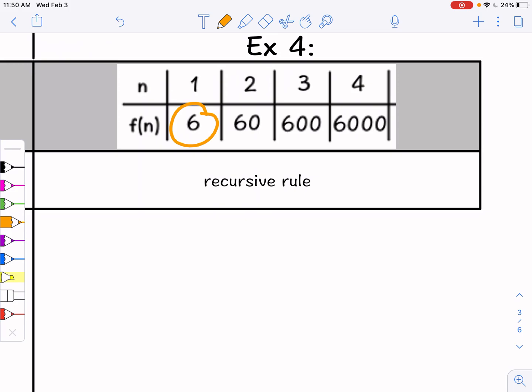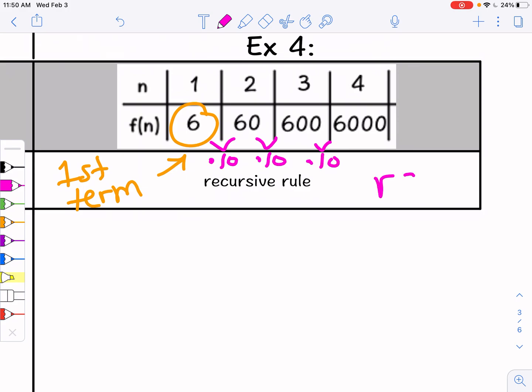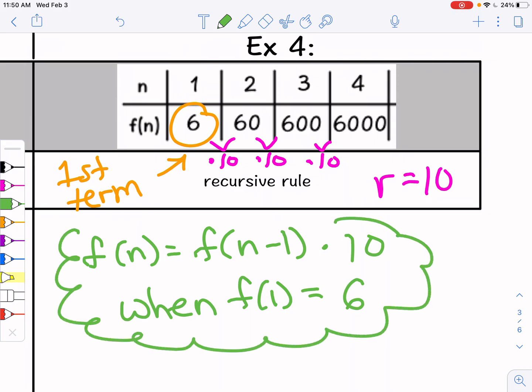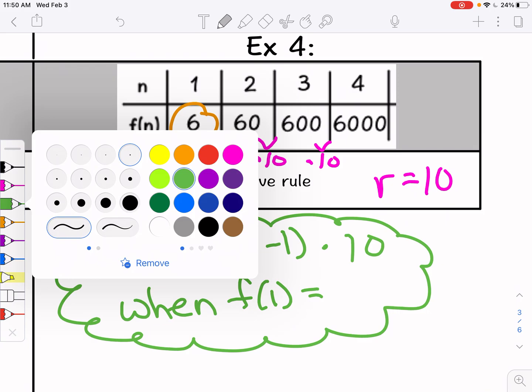Looking at this example, I can easily tell that my first term is 6. And to go from 6 to 60 to 600 to 6,000, I multiply by 10. It's a geometric sequence again because we're multiplying or dividing. And so that means my common ratio is 10. To write a recursive rule, I can get any term by taking the previous term and multiplying it by 10 when my first term is 6. And that's the notation for how we write that, what I just said.